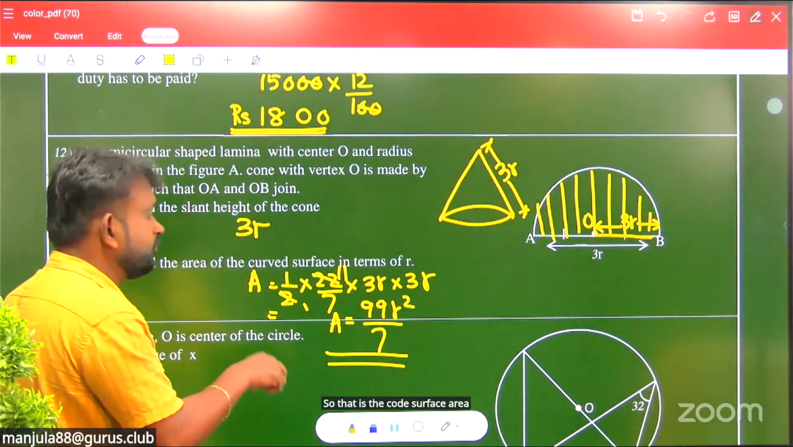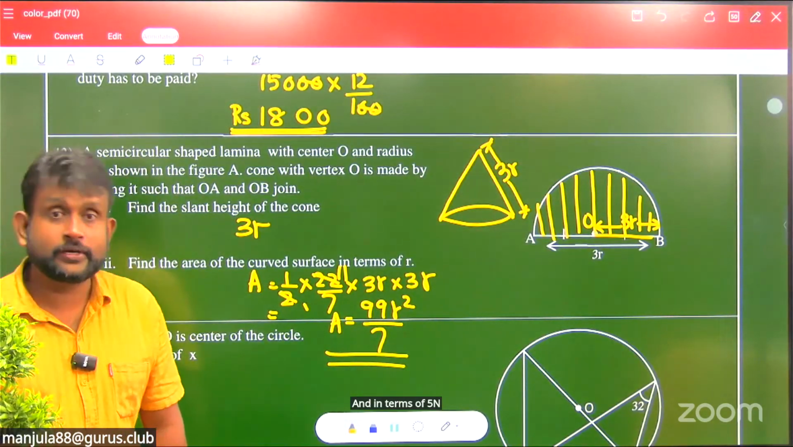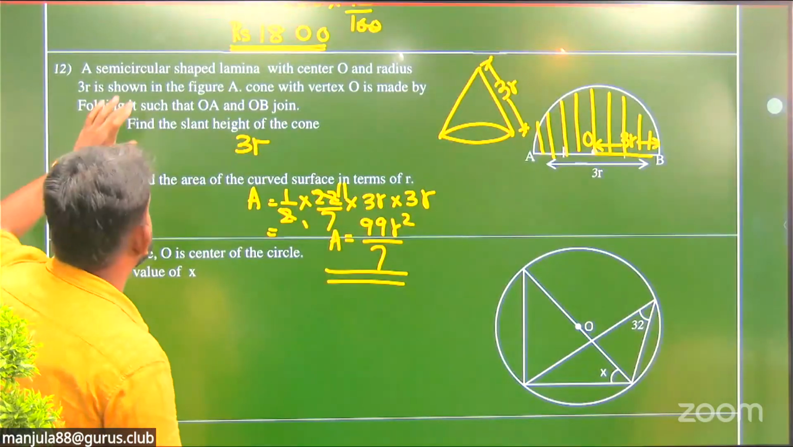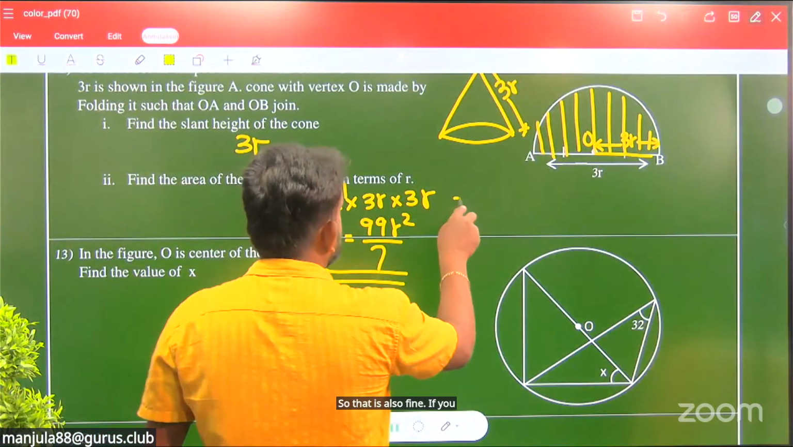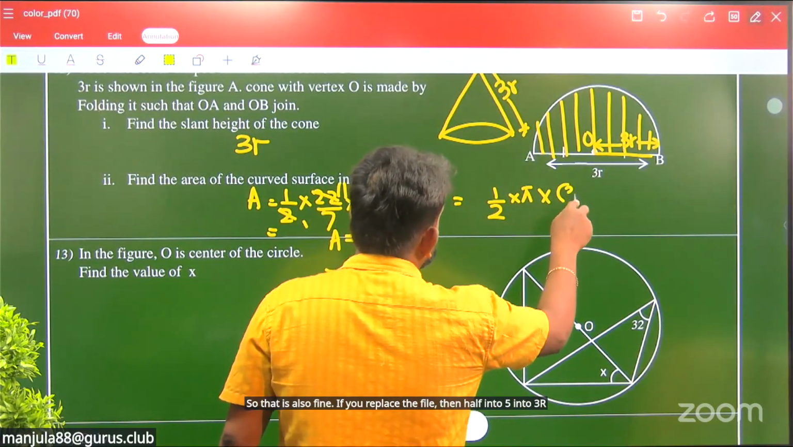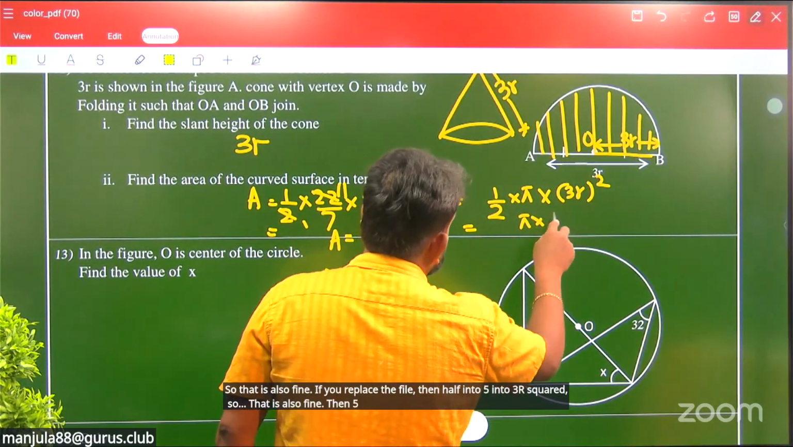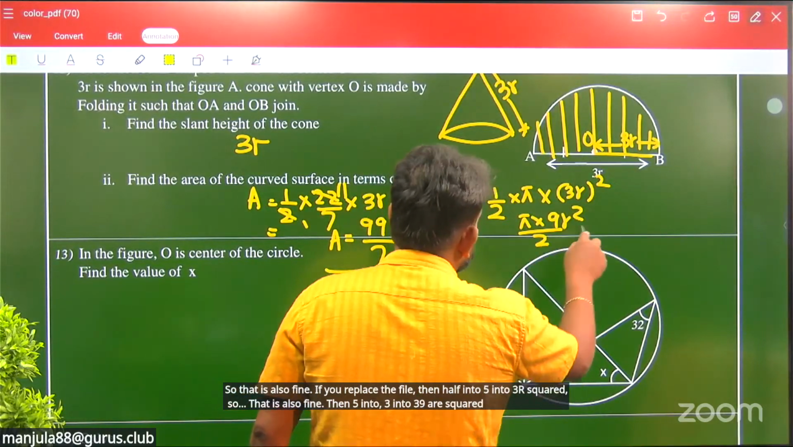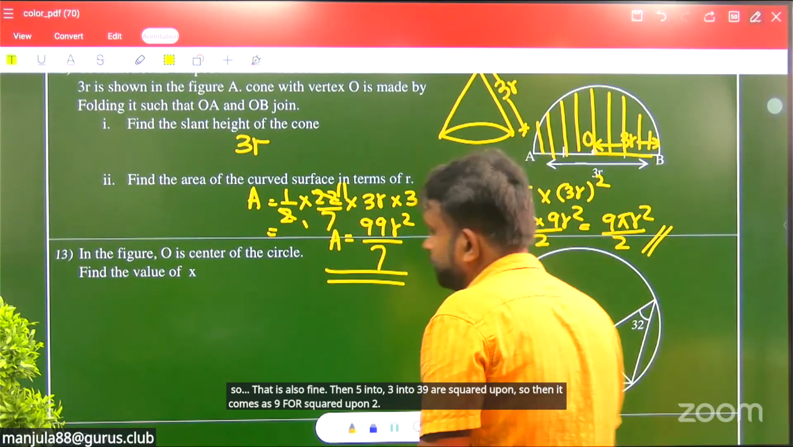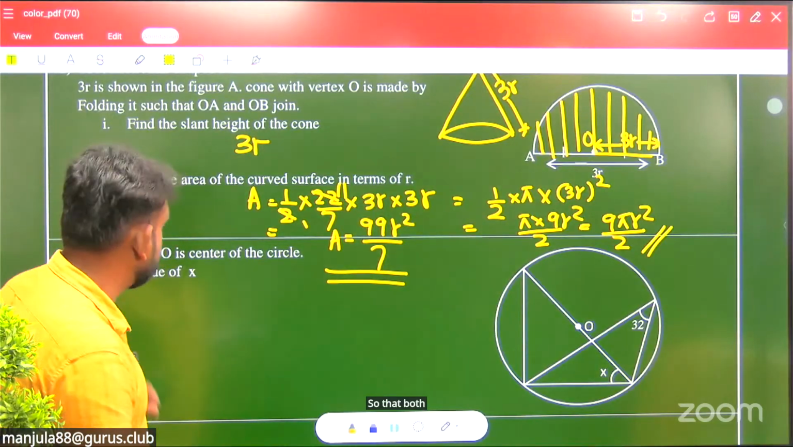Or you can keep π as it is, and give the answer in terms of π and R squared also. So that is also fine. If you keep the π, then half into π into 3R squared. Then π into 3 into 3, 9R squared upon 2. Then it comes as 9πR squared upon 2. So both are okay, right?